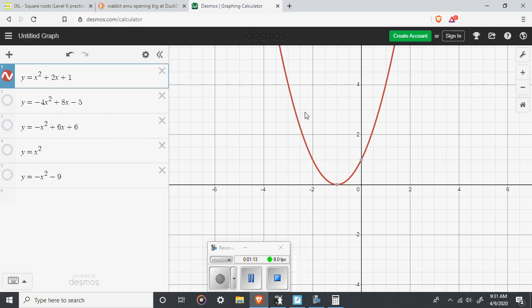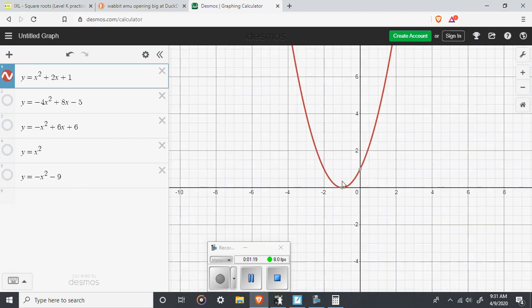The next thing we want to look at is what's called the vertex. This is your vertex right here. In the case of this parabola, your vertex is a minimum. It is the lowest point. So it's going down, down, down, it hits the ground, and then it's going back up, up, up. Wherever it changes direction, that is your vertex.